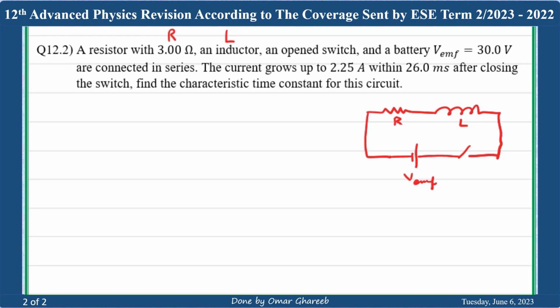The current grows up to 2.25. This is the current at some time, within 26 milliseconds. This is the time, 26 times 10 to the minus 3 second. This is the time needed to reach this current, 2.25. After closing the switch, this circuit is a growing current circuit, to reach the steady state.